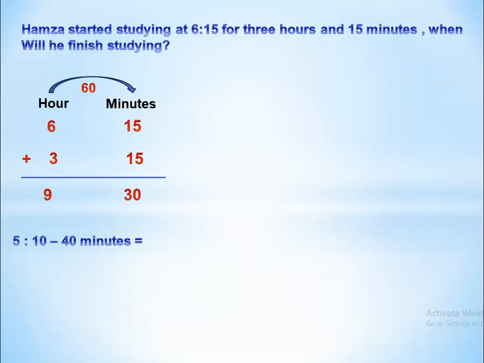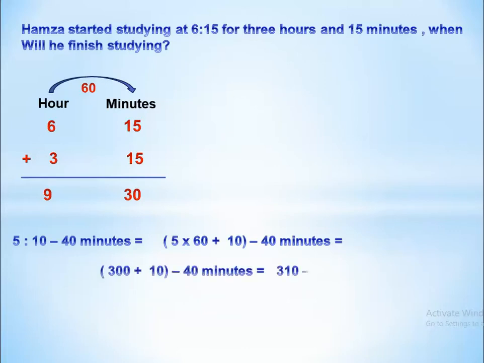Okay, let's subtract 5 hours 10 minutes minus 40 minutes. Let's make it vertically. We have two ways. 5 times 60 equals 300. 300 plus 10 will be 310, minus 40 will be 270 minutes.